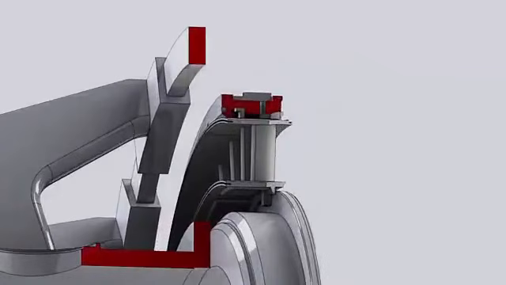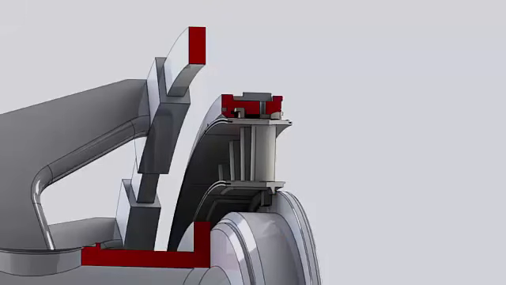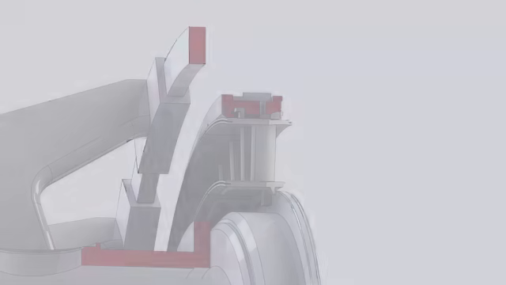On the inner sidewall, the nozzle is sealed and supported by direct bearing of the nozzle inner load rail against the first stage nozzle support ring. The first stage nozzle support ring is mounted on the aft face of the compressor discharge inner cylinder.